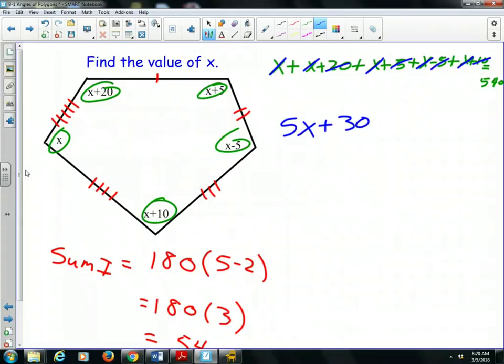Plus 30. Please dismiss to block 2 at this time. Thank you.